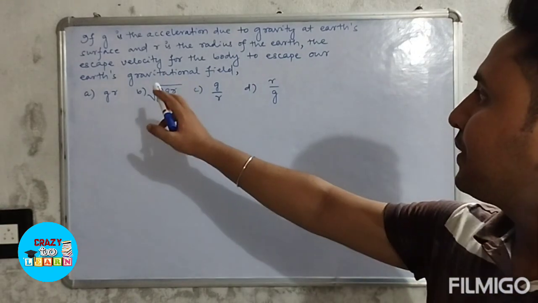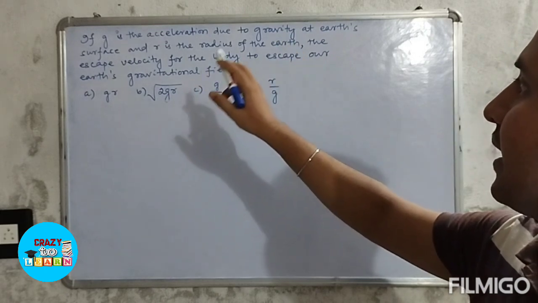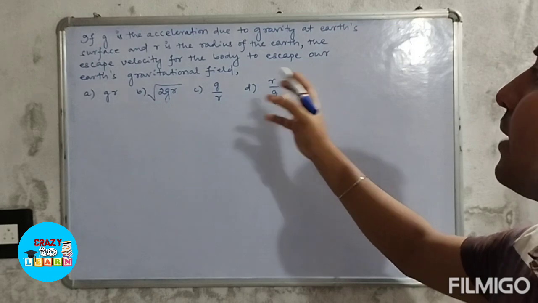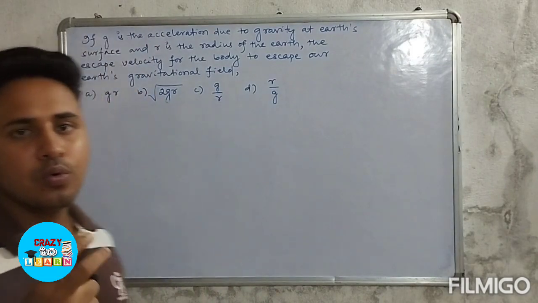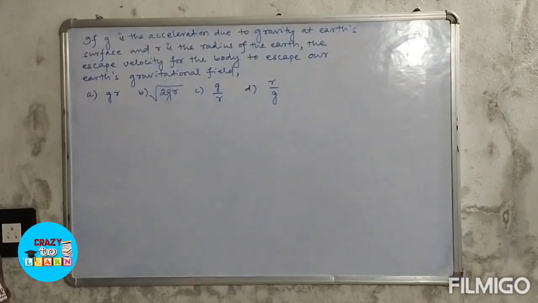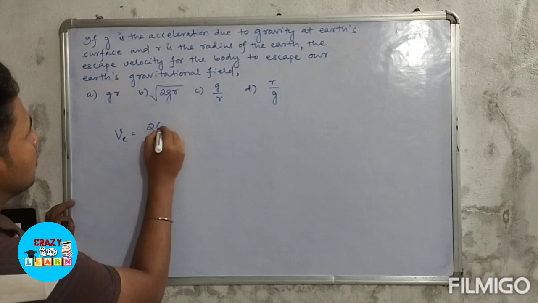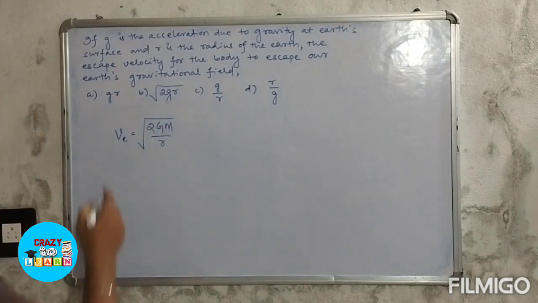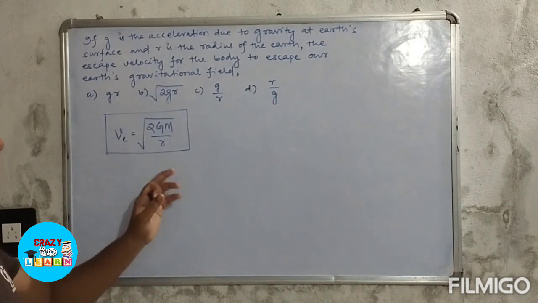Question is, if small g is the acceleration due to gravity at Earth's surface and small r is the radius of the Earth, the escape velocity for the body to escape over Earth's gravitational field. So we already know what is the escape velocity for the Earth and what is the formula. The escape velocity formula VE is square root of 2GM by r. Using this formula we can calculate the escape velocity for the Earth or some other planet.